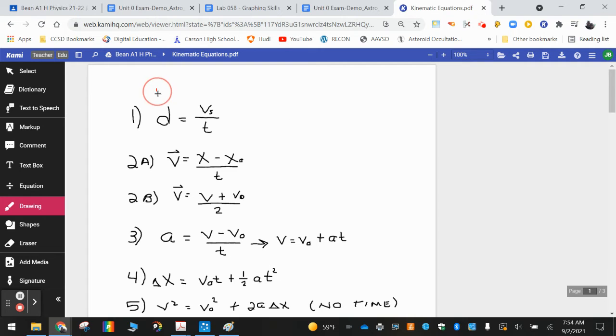So this here is talking about distance traveled. We'll go ahead and write that down. This is distance, and this here is speed. Oh, hold on. This should not be x. This should be distance. This is speed, and this here is elapsed time.